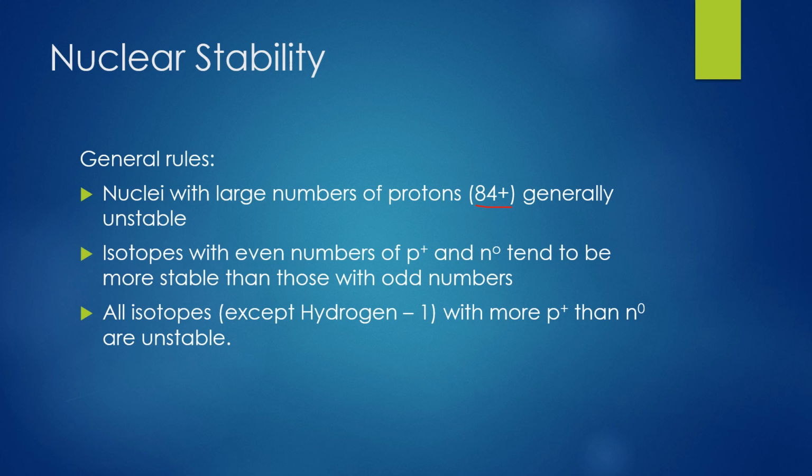Also, if you see an isotope with even numbers of protons and neutrons, they tend to be more stable. Okay, so even numbers tend to be more stable than odd. All isotopes with more protons than neutrons are unstable. Okay, so you don't want to see the number of protons higher than the number of neutrons. And of course, there's always exceptions to every rule, so hydrogen being that exception. So every other isotope other than hydrogen-1, if it has more protons than neutrons, it's going to be an unstable isotope and radioactive.